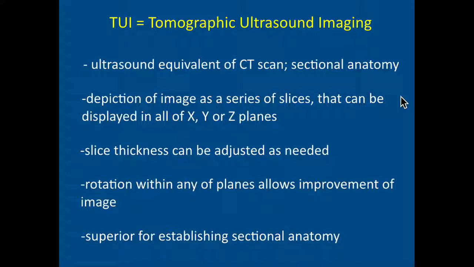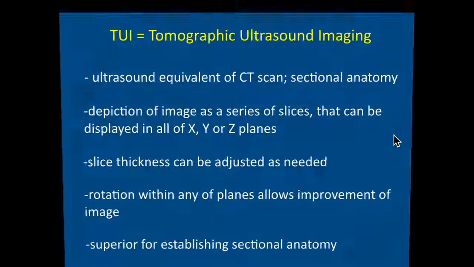Not to discount some of the not quite as sexy volume-based imaging. TUI imaging is really good when you're trying to figure out sectional anatomy. And what it is conceptually would be about the equivalent of a CT scan, but an ultrasound. You will depict the image as a series of slices that you can choose in all of those planes, X, Y, or Z, which were your initial orthogonal planes. You can adjust the slice thickness, you can rotate, and really by using the reference dot, you can try to figure out, if I put the reference dot in the RV, do I see vessel X coming out of the same ventricle? So it helps you orient yourself in lots of directions.